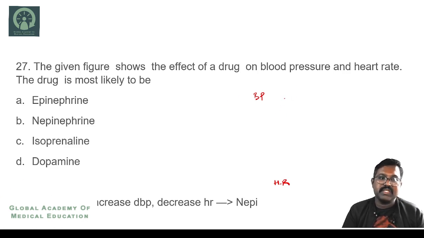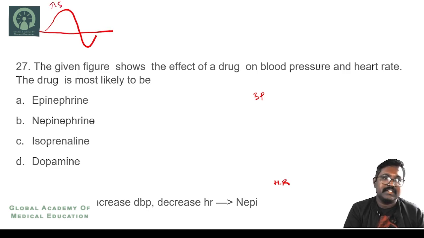So usually what happens to the blood pressure when you give epinephrine? When you give epinephrine, there is a biphasic phenomenon. There is an increase in the systolic blood pressure. There is a decrease in the diastolic blood pressure. And what happens to the heart rate? Since epinephrine will also act on the beta 1, there will be an increase. So there will be increase in the systolic blood pressure, decrease in the diastolic blood pressure, and increase in the heart rate.